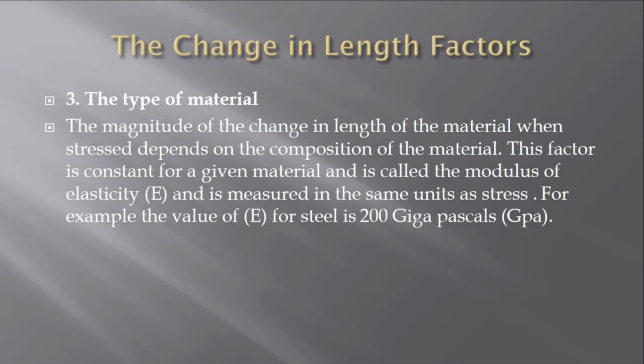Factor 3. The type of material. The magnitude of the change in length of the material, when stressed, depends on the composition of the material. This factor is constant for any given material and is called the modulus of elasticity, or E, and is measured in the same units as stress. For example, the value of E for steel is 200 gigapascals.